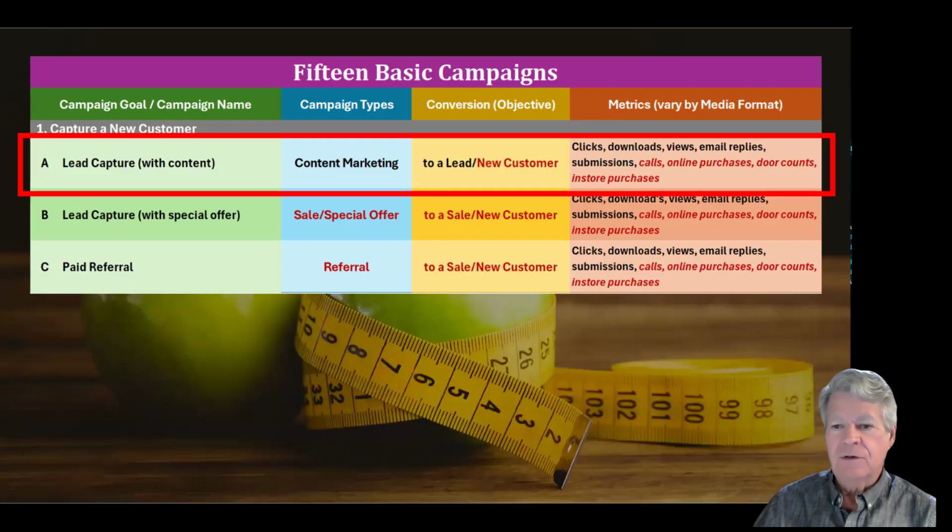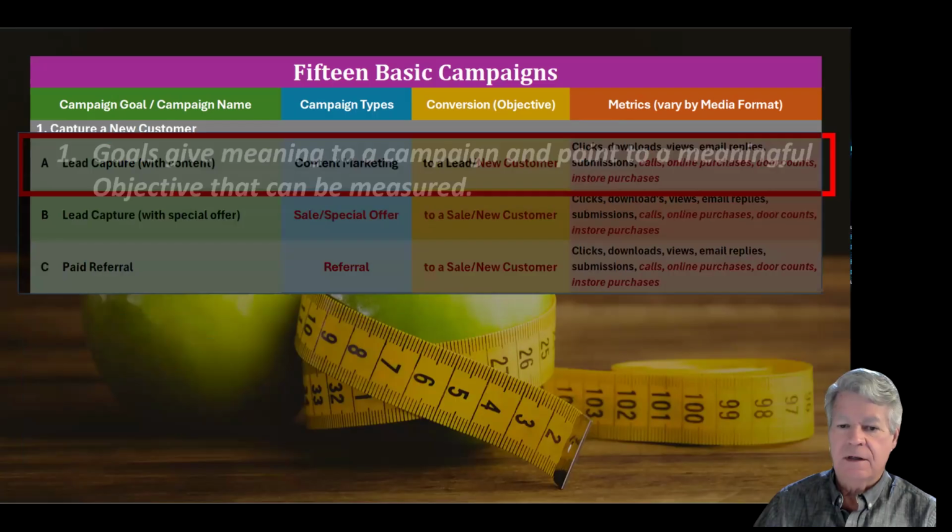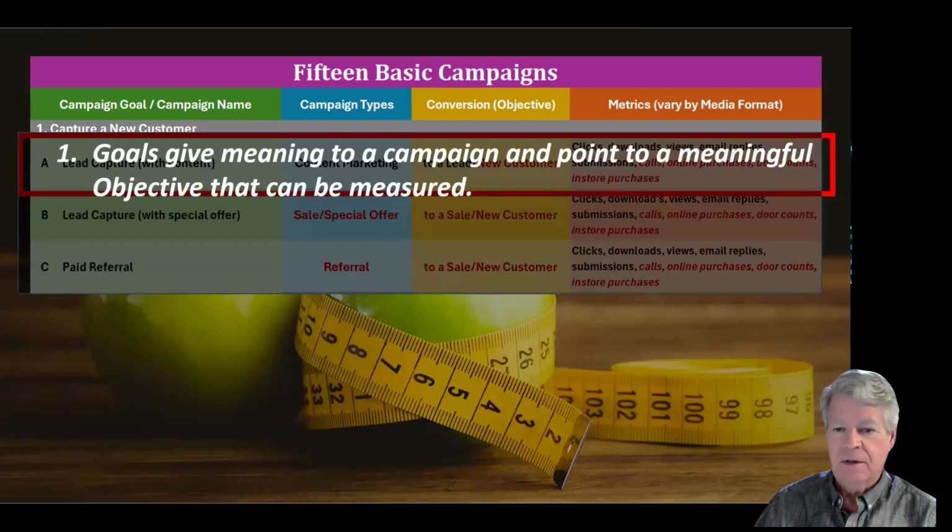If you follow along, you can see how this works now. There are a few important points that should be noted. First, goals are broadly stated, even when they sound very specific. Capturing a new customer can mean different things depending on the nature of your business. Because goals can mean different things, they tend to be vague and are difficult to measure by specific metrics. Goals give meaning to a campaign and point to a meaningful objective that can be measured.